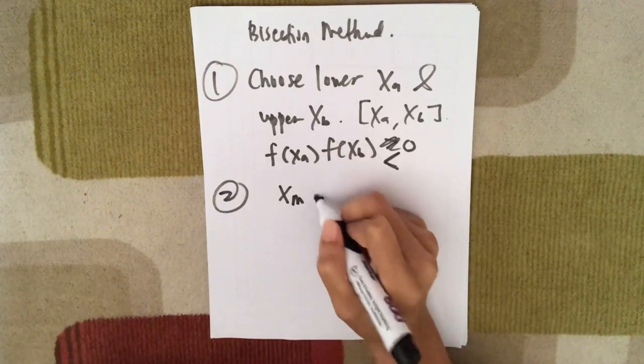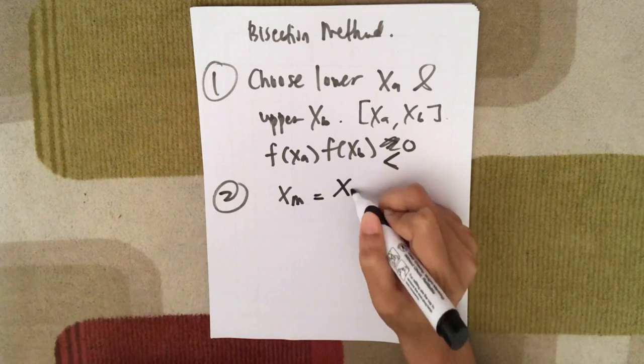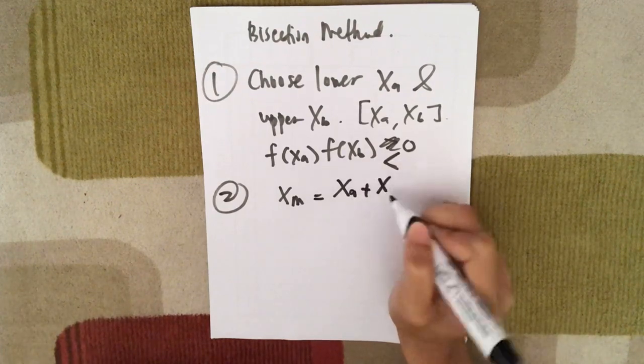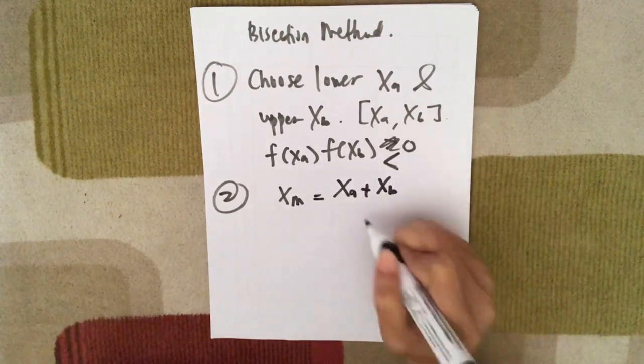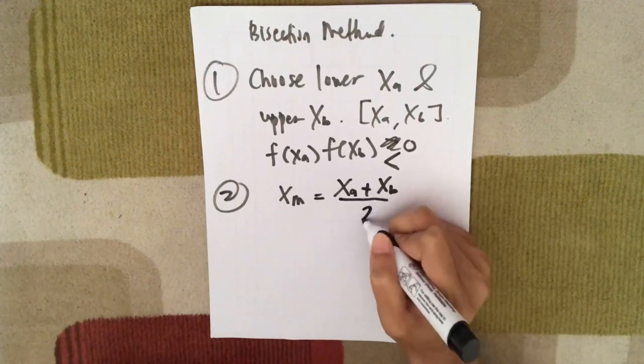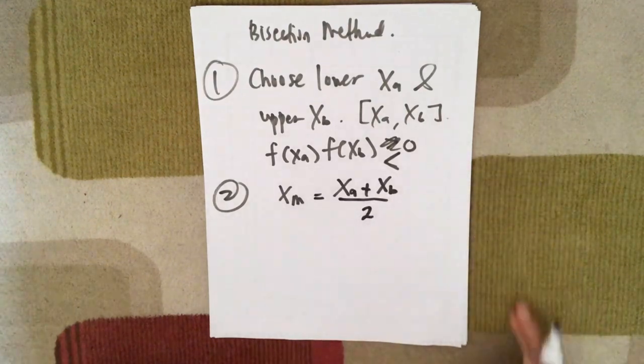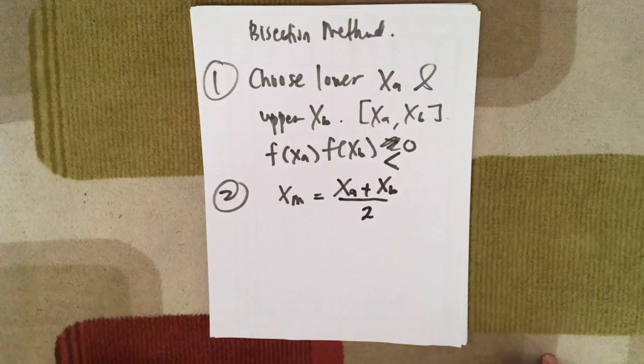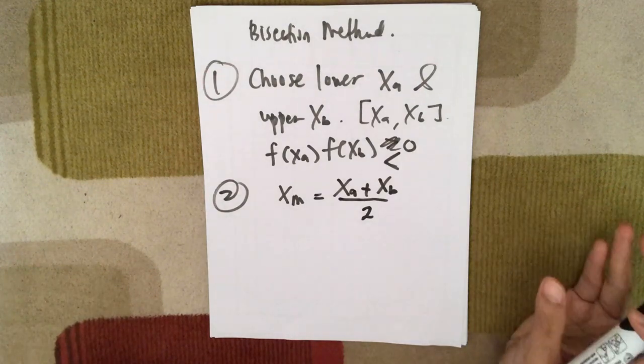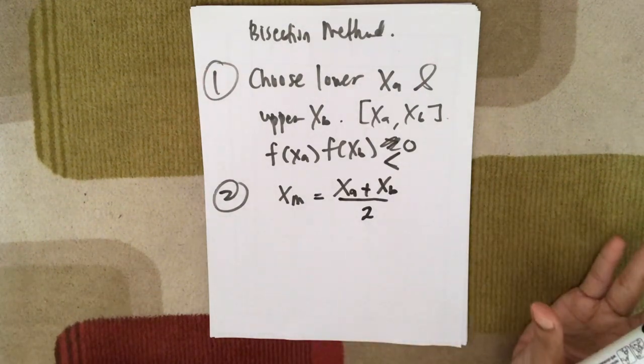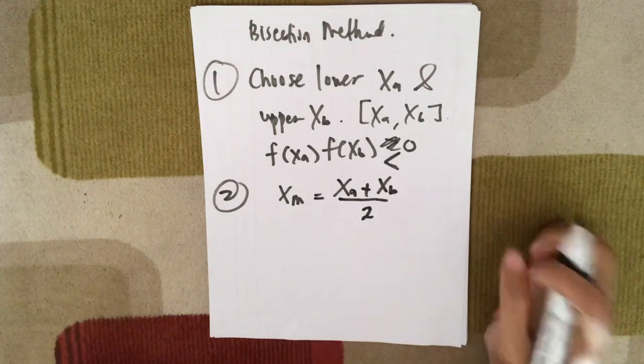Okay, XM is a midpoint, so means that you will add these two values, XA, XB, and then divide by 2, right? This is how we calculate the midpoint, right? Okay, if you have two numbers, you want to find the midpoint, the titik tengah, you just add on those two numbers and then divide by 2. So you will get your midpoint.